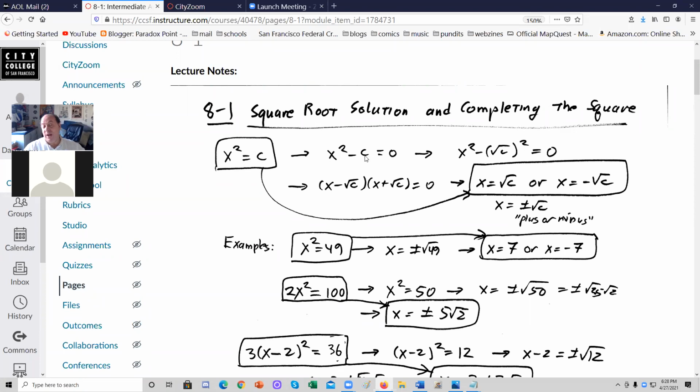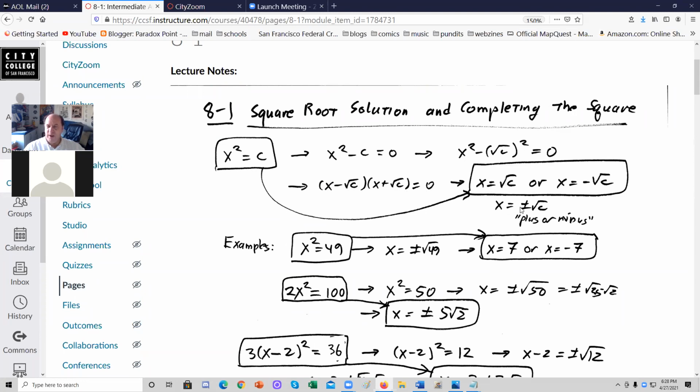Now, assuming for now that c is a positive number, then c is the square of a square root of c. So x squared minus root c squared. But we already have factored the difference of squares: a difference times a sum. x minus root c times x plus root c equals 0. And then we have a product equals 0. That means that one of these factors must be 0. If x minus root c is 0, then x is root c. If x plus root c is 0, then x is minus root c. So these are the two solutions.